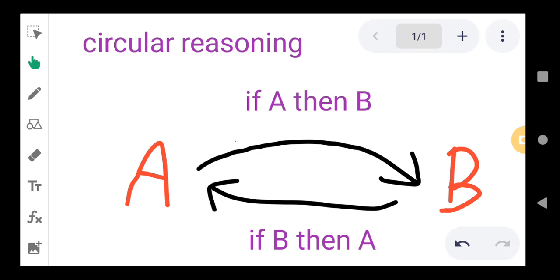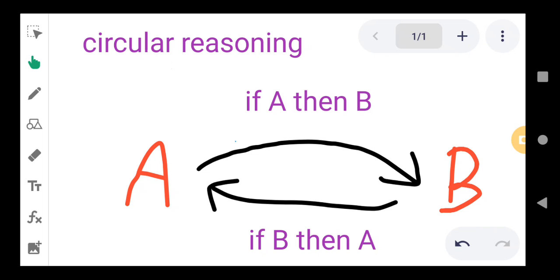Today is the first video on logic, and so I have chosen the topic of circular reasoning, and it's probably one of the most common logical faults. People make mistakes when they do logical reasoning. So it's one of the most popular mistakes that people make in logic. It's circular reasoning. And so let me give you a couple of examples just to illustrate what is meant by circular reasoning.